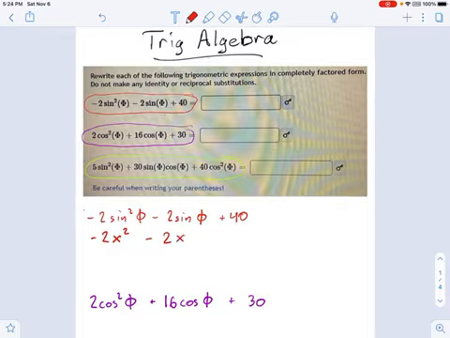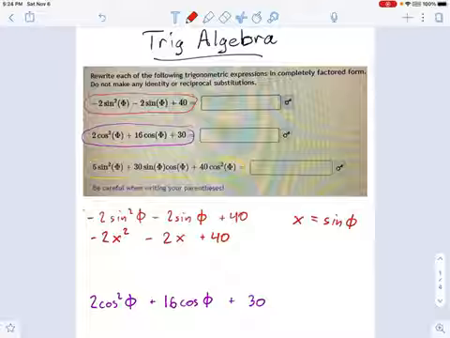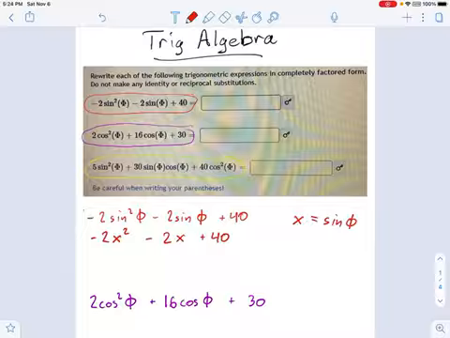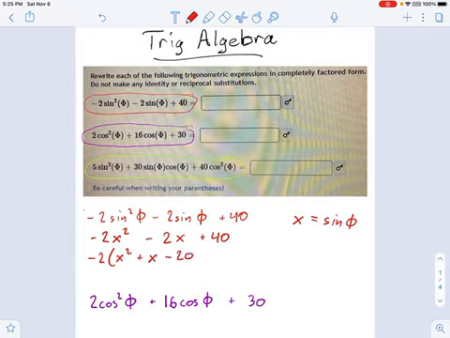So I've got negative 2x squared minus 2x plus 40. And just remember, I'm saying x is sine phi. At the end, we probably have to undo this and put it back in terms of phi to get the correct answer. Now, when I look at this, it's really not that hard to factor. I pull out a negative 2, GCF, right? I get x squared plus x minus 20.